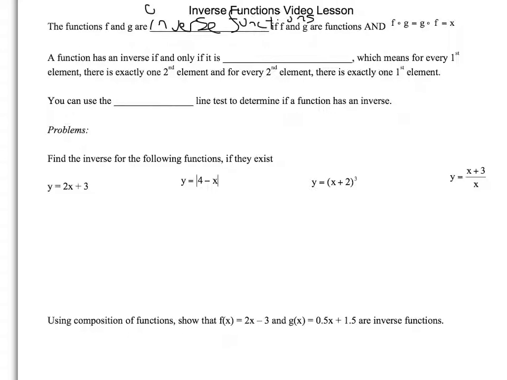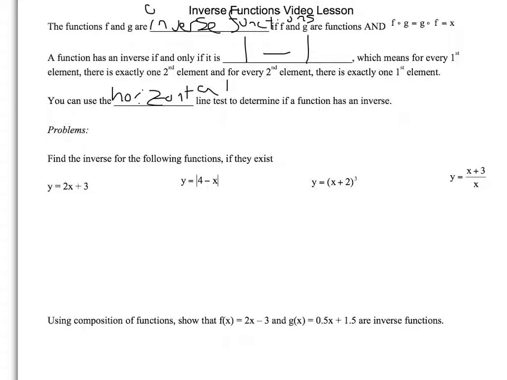A function has an inverse if and only if it is 1 to 1, which we learned a couple days ago. Every first element has exactly one second element, and every second element has exactly one first element. The test that we use to determine if a function has an inverse is the horizontal line test.